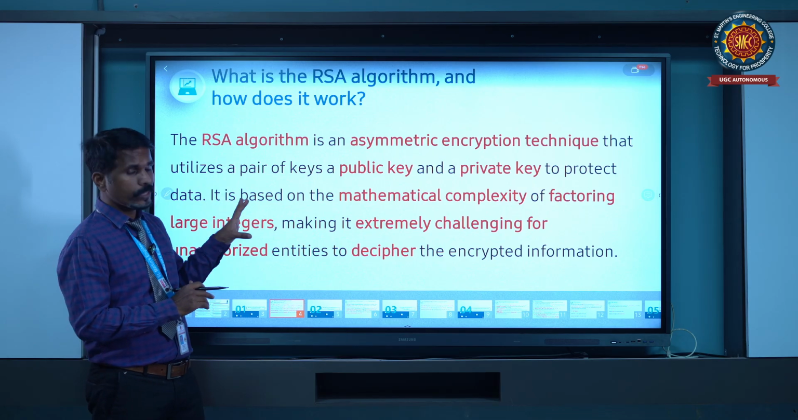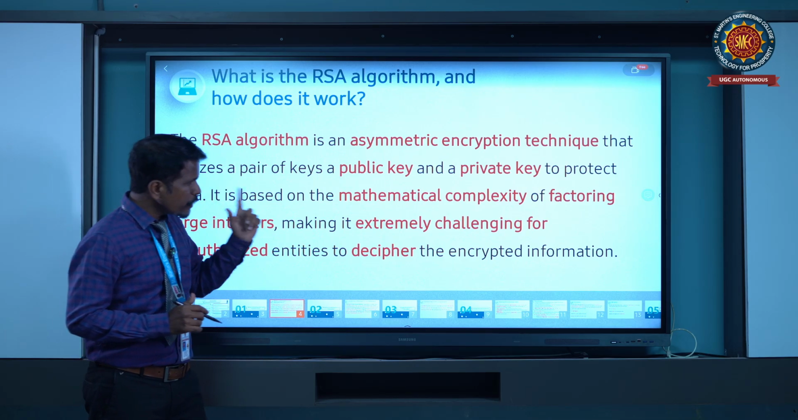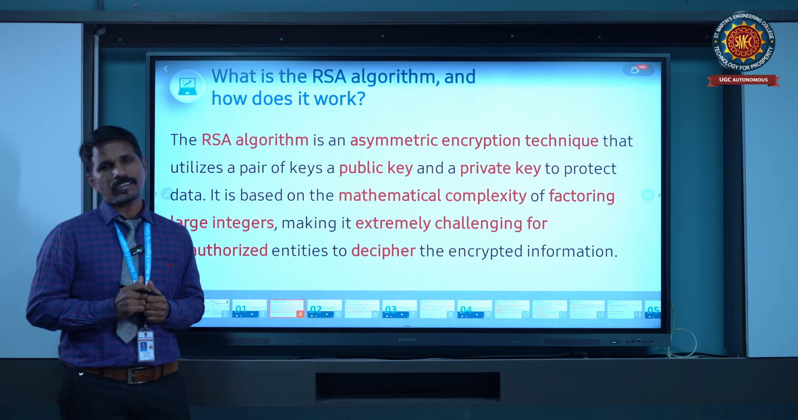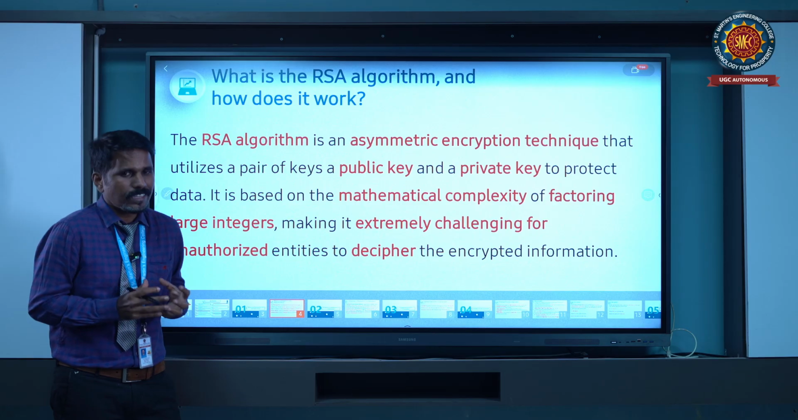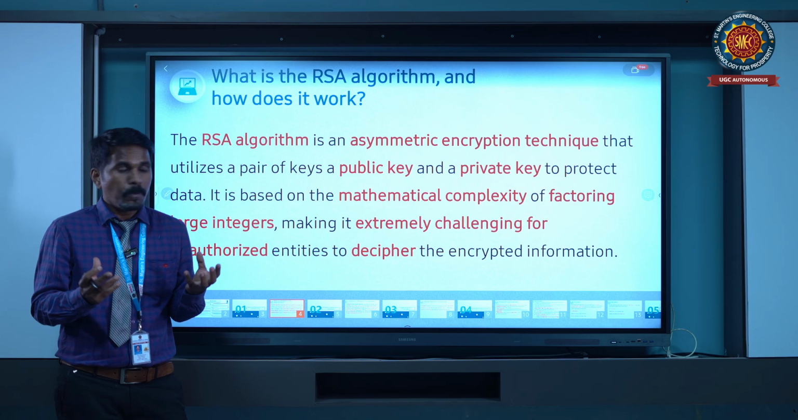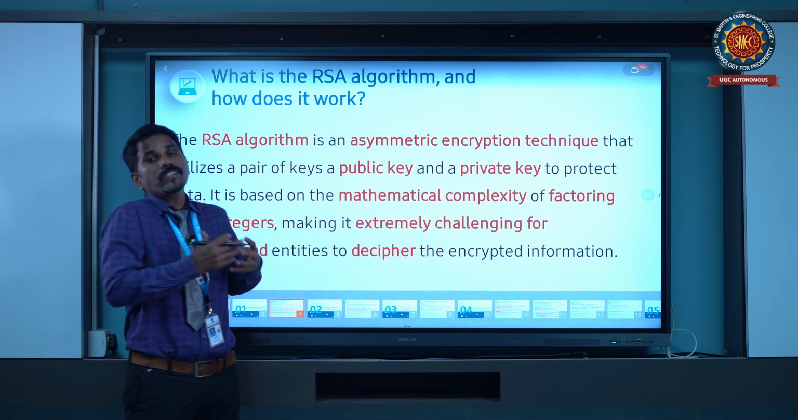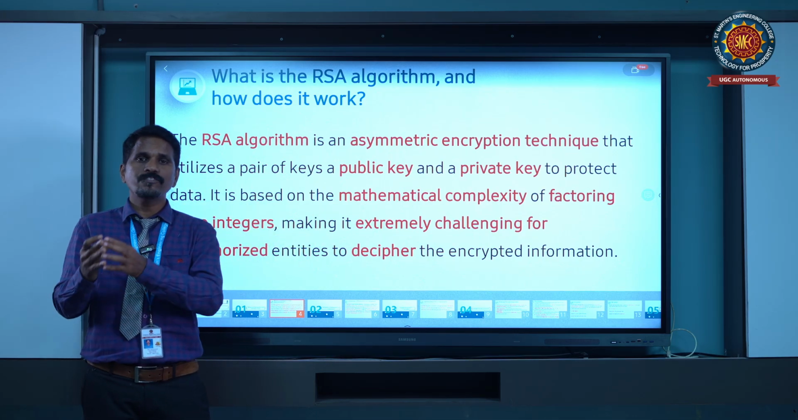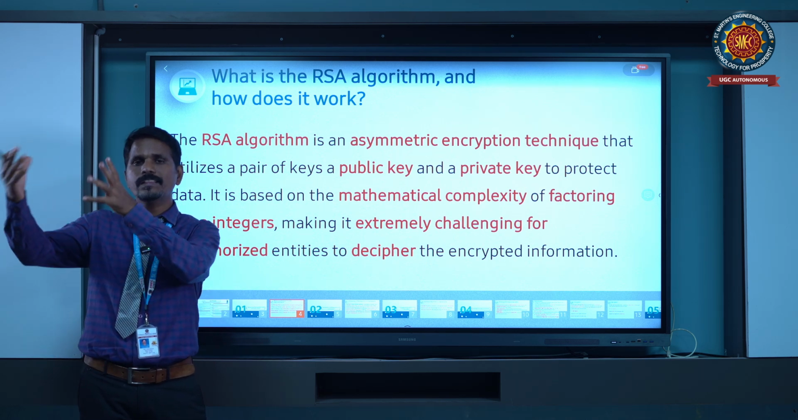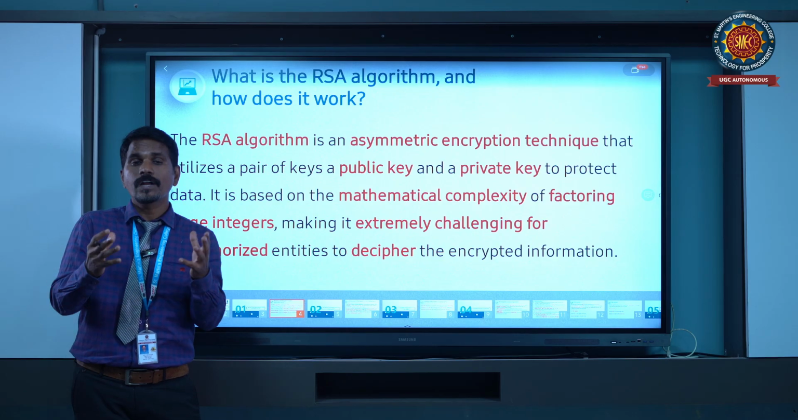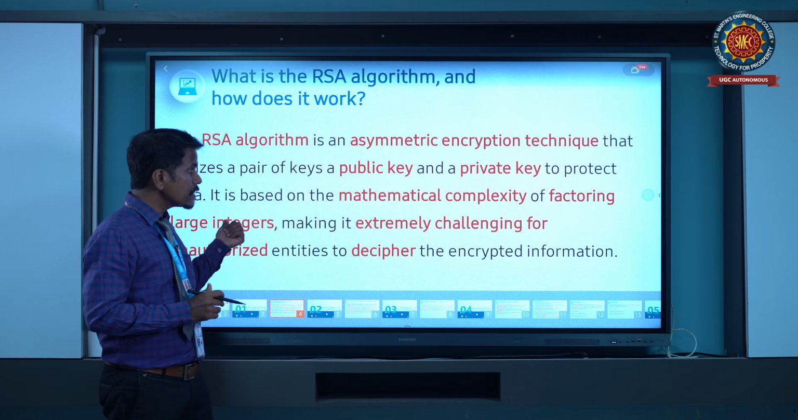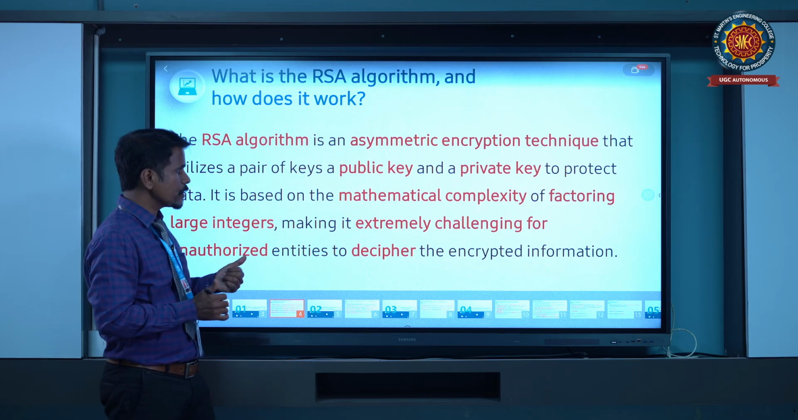These are the basics about the RSA algorithm: how it works, and why I use this mathematical complexity. Factorizing is the important one. If I give small numbers, we can easily factorize them. But when we give large numbers, meaning 1024 bits and 2000 bits, and you go beyond 1024 bits, your information will be secured. That is the factoring of large integers.